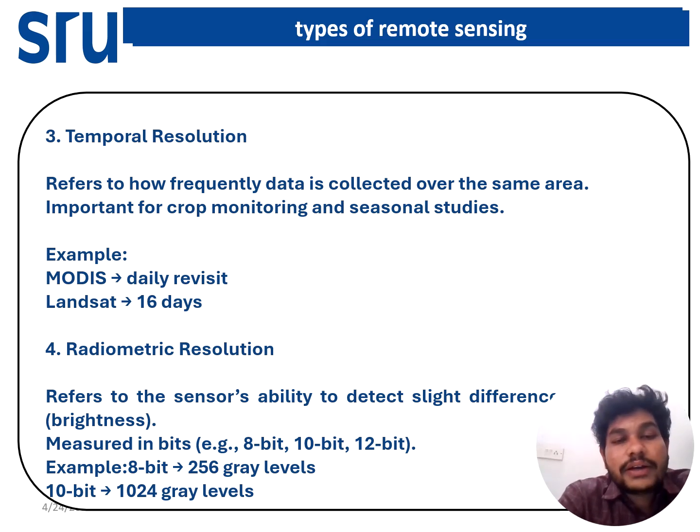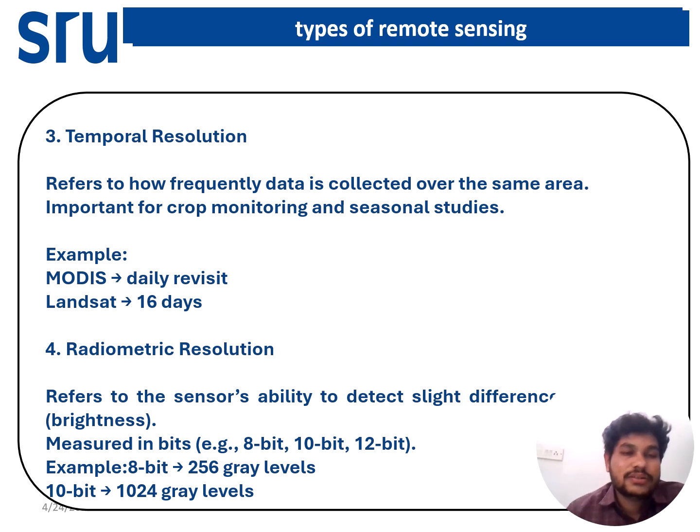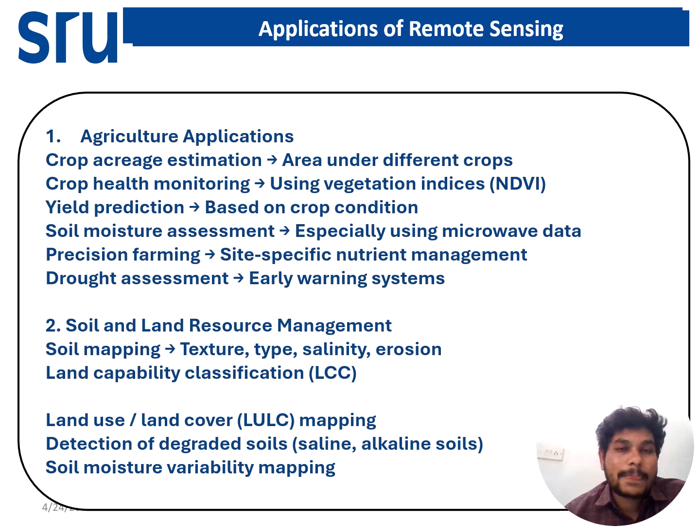This is the data which is collected over the area for crop monitoring and seasonal study. For example, MODIS is used for the daily visit, and Landsat is used for the 16 days visit. Then radiometric resolution reports the sensor's ability to detect slight differences in the spectral signatures. So these are the types of remote sensing, and based on that we will select one type to do the remote sensing for land use land planning or identification of saline or salt affected area.